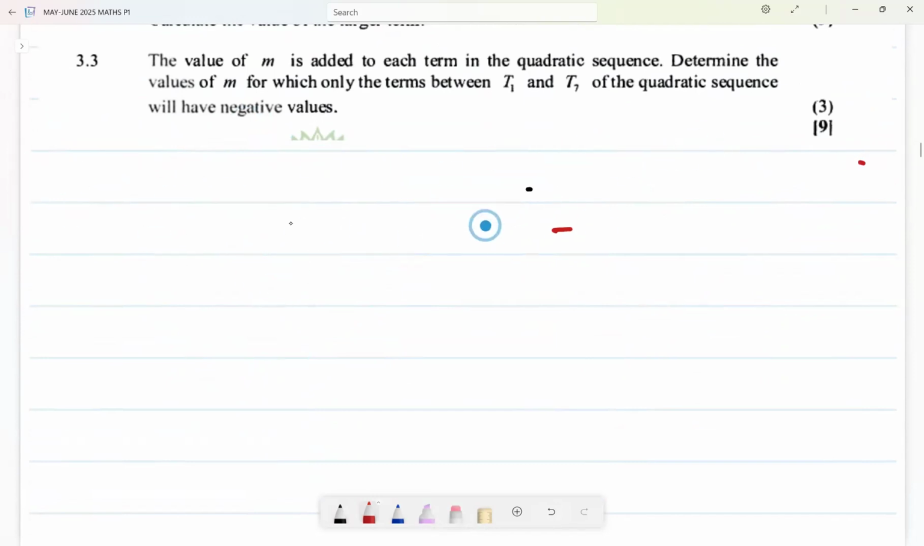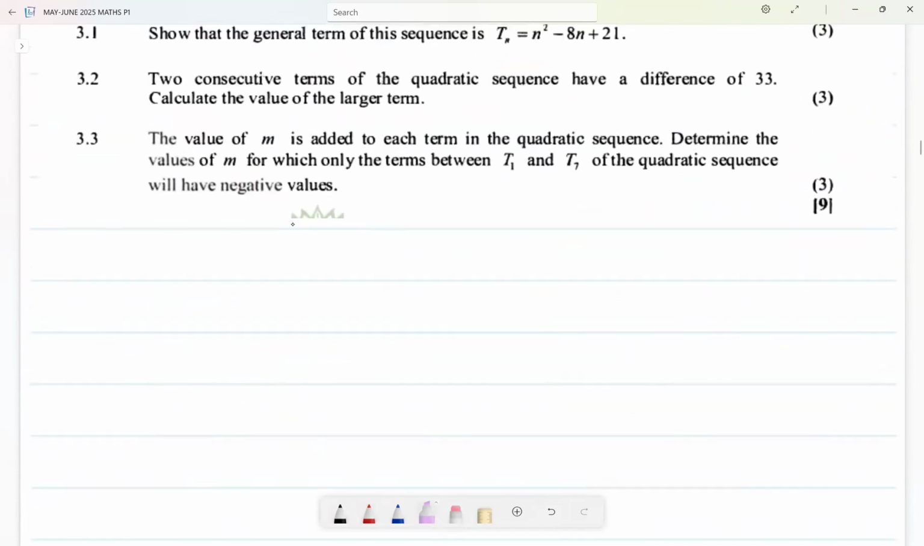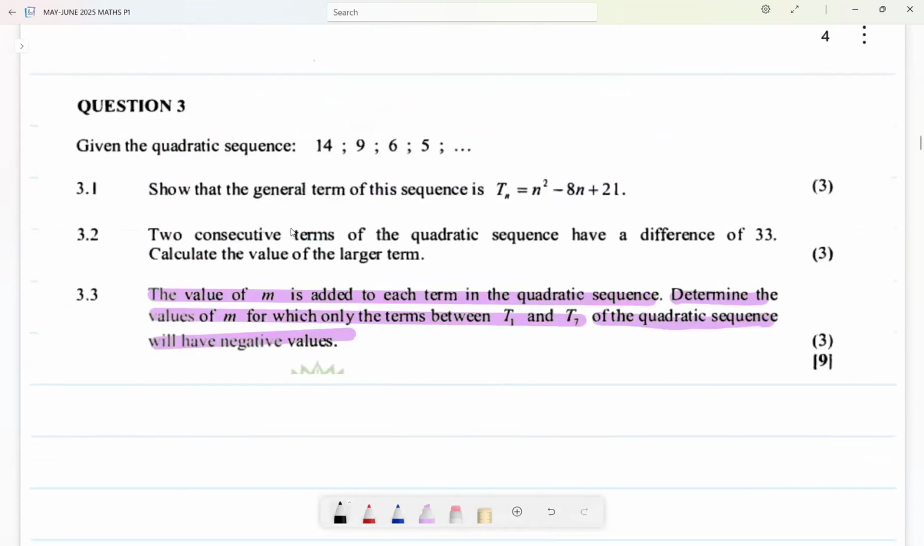It says the value of m is added to each term in the quadratic sequence. Determine the values of m for which only the terms between T1 and T7 of the quadratic sequence will have negative values. Before that, let's write the first 7 terms so that we make sense.